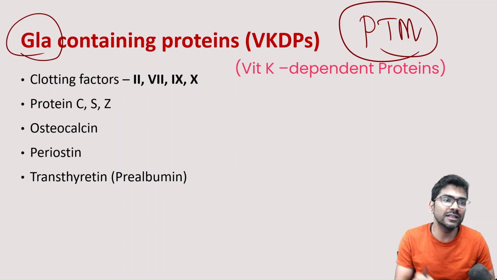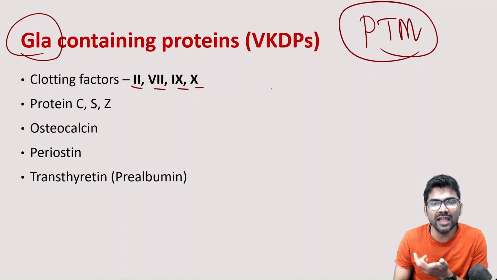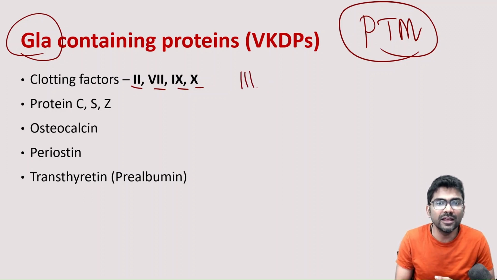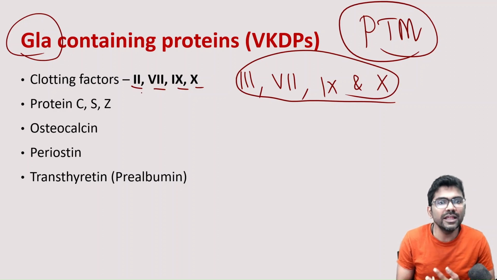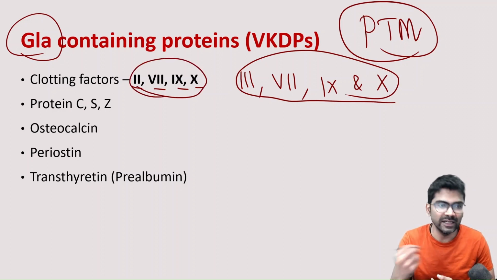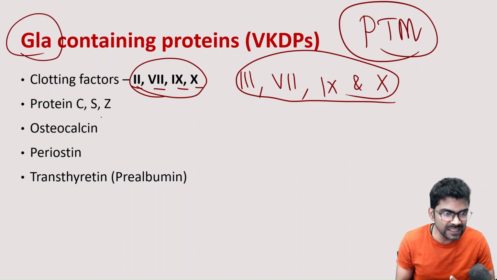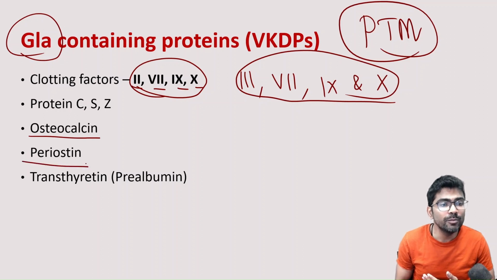So vitamin K is needed for gamma carboxylation of these proteins. What are they? Clotting factors 2, 7, 9, 10. How to remember them? Do you remember the cranial nerves carrying parasympathetic activity? They are 3, 7, 9 and 10. Whereas GLA containing proteins are 2, 7, 9, 10. In addition to that, protein C, protein S, protein Z, osteocalcin, periostin.